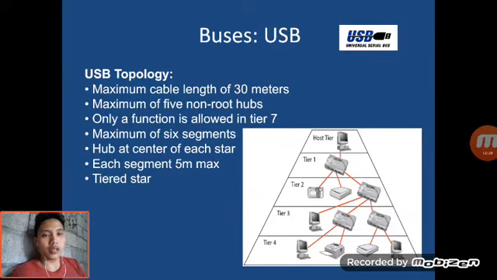USB topology. A USB has a maximum cable length up to 30 meters. Maximum of 5 non-root hubs. Only a portion is allowed in tier 7. Maximum of 6 segments. Hub at center of each star. Each segment is 5 meters max. Tiered star.